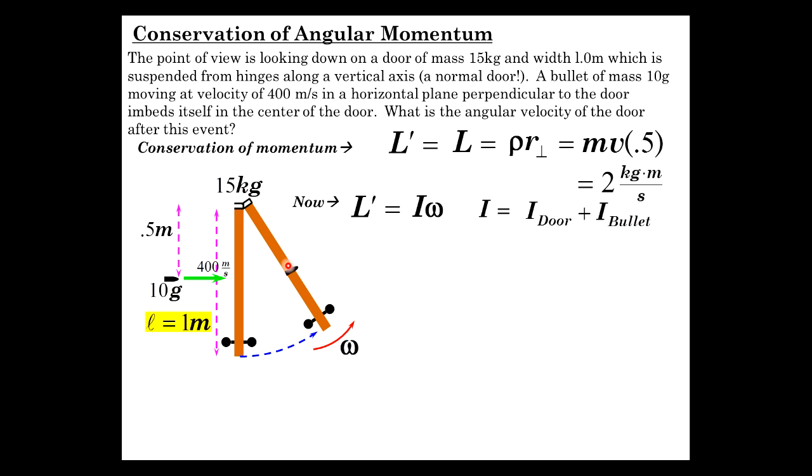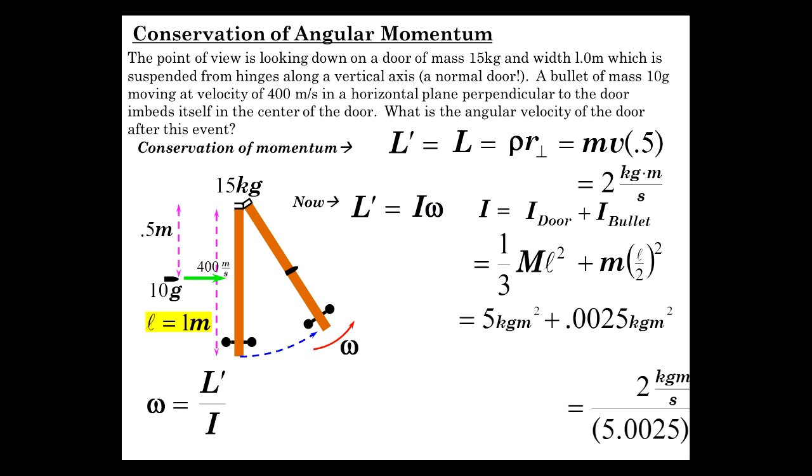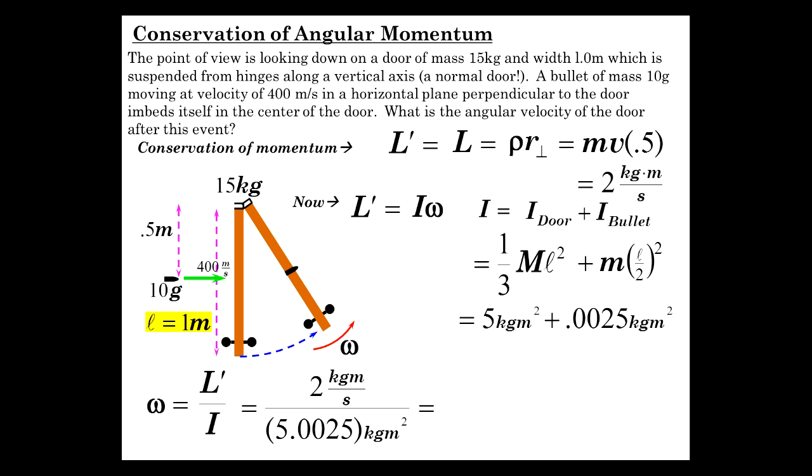So it's the moment of inertia of the point object plus the moment of inertia of a door pivoted from one end, which is the same as a thin rod pivoted at one end. That's the 1/3 ML squared formula, plus m times (L over 2) squared, little m. All right, so that's 0.3333 kilogram meter squared, plus a very little 0.0025 kilogram meter squared. So omega is simply L prime over I, 2 over 5.0025, gives us 0.4 radians per second. So it's a really straightforward application of the concepts of angular momentum.